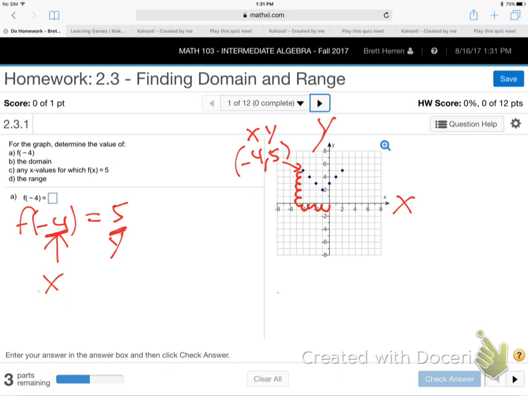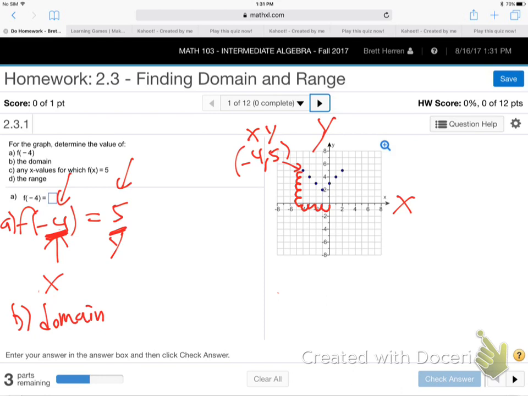Does that make sense? So when they put the -4 in the parentheses, they're saying x is -4, because whatever's in the parentheses is x. So they're saying among all those dots, which one of those dots is at an x value of -4? Well, this one. And what's his y value? What's his height? 5. That's the answer. So what you need to know is whatever goes in the parentheses of a function is x, and whatever it equals is y. So it's just reading that dot off the graph. That's part A. Let's try part B, which asks for the domain.